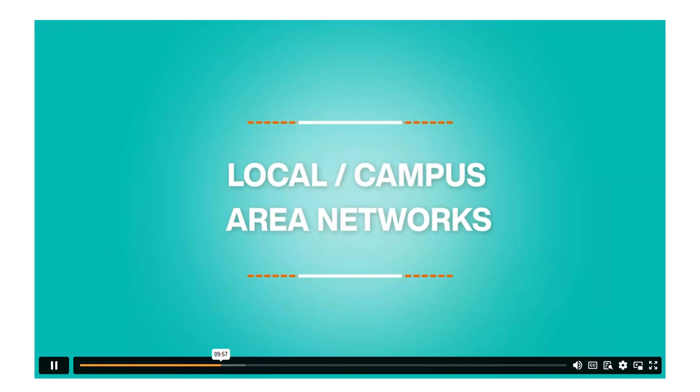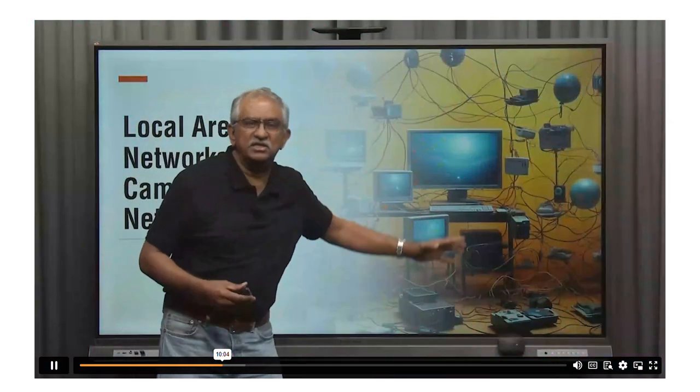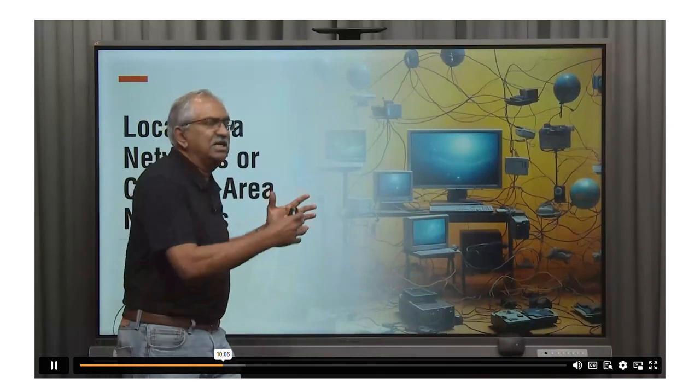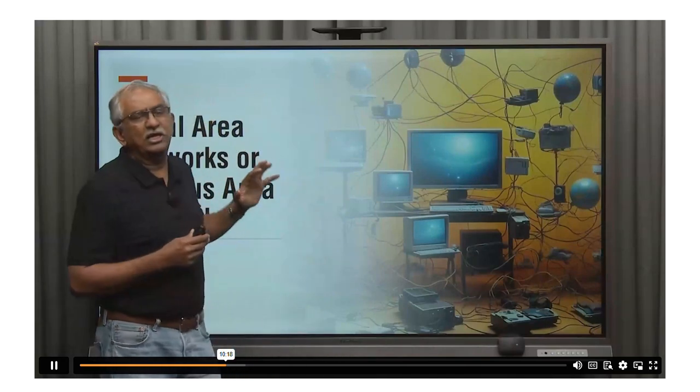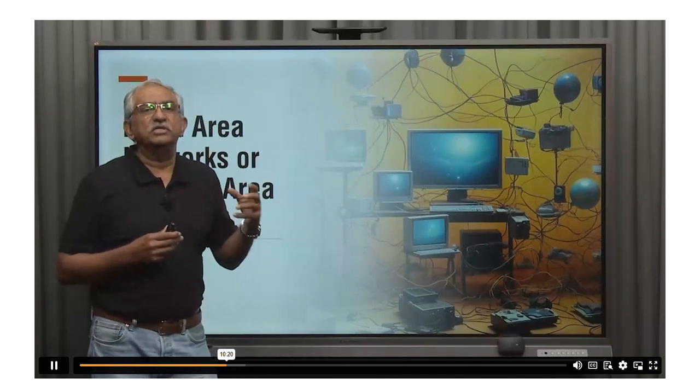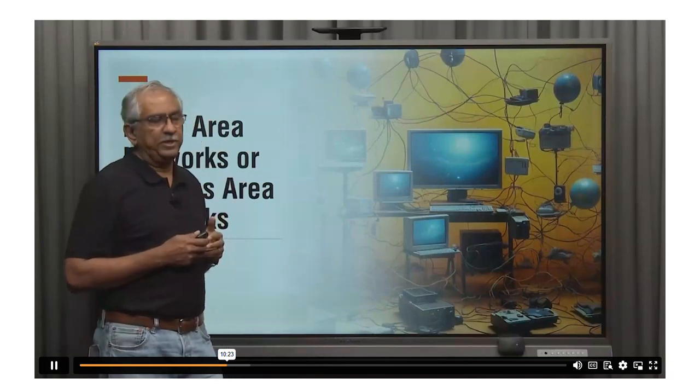Let's now talk about what's called a local area network or a campus area network. This is an image that describes this, a picture. It's a network within a bounded geographic region. For example, a network in an office building, a network in a college, a network within a hospital, a large hospital. These are examples of local area networks or campus area networks.